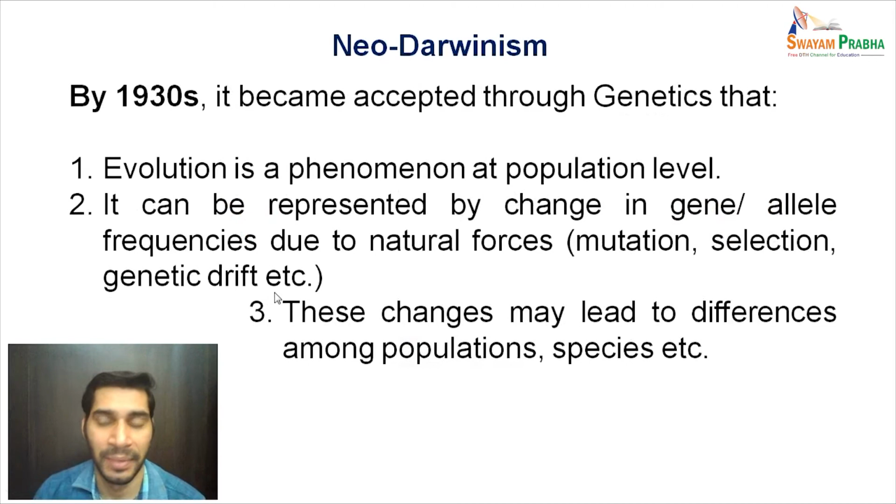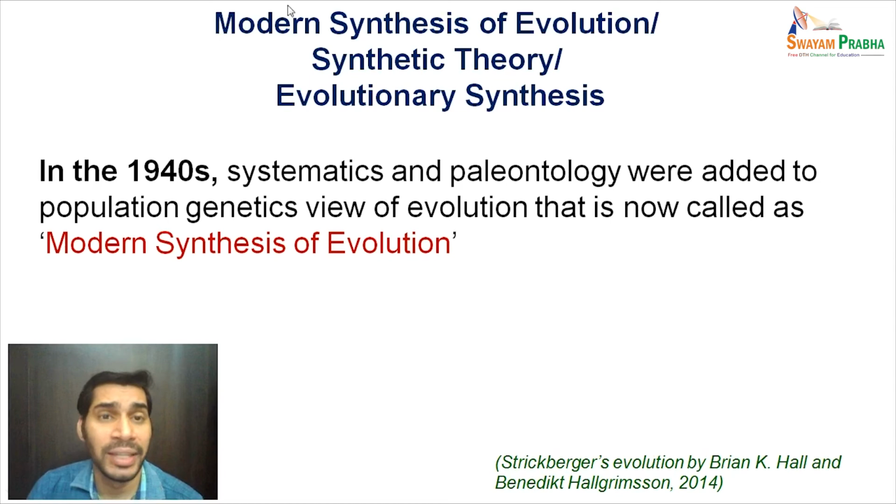Now, besides this Neo-Darwinism, there is something called the modern synthesis of evolution, or synthetic theory, or evolutionary synthesis. By the 1940s, along with Mendelian genetics and population genetics, systematics and paleontology were also added to this view. And this wholesome view is now called the modern synthesis of evolution.